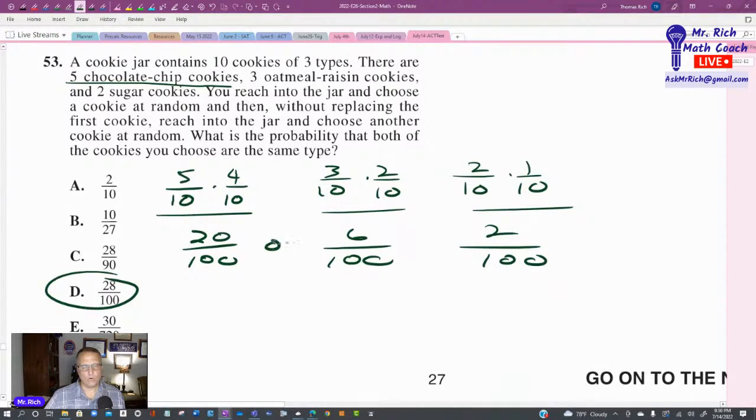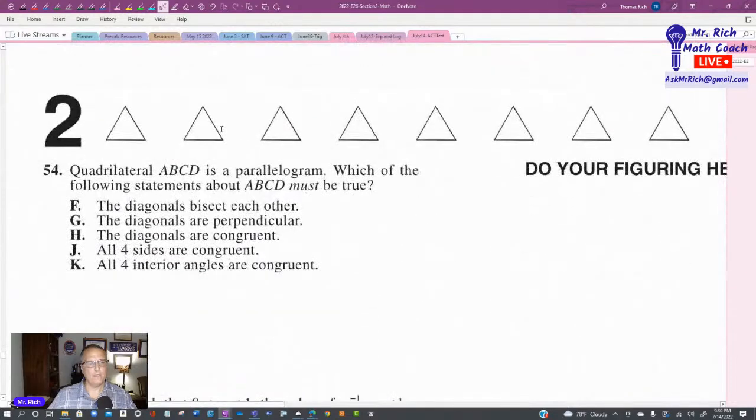All right. These are all ors, right? It could happen this way or this way or this way. And since I'm doing it without replacement, I had to realize that I've only got 4 chocolate chips after I pulled 1 out already. So it looks like 20 out of 100 is going to be my answer.